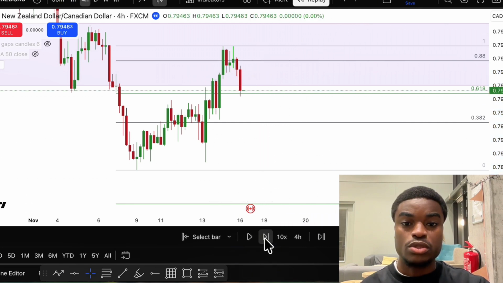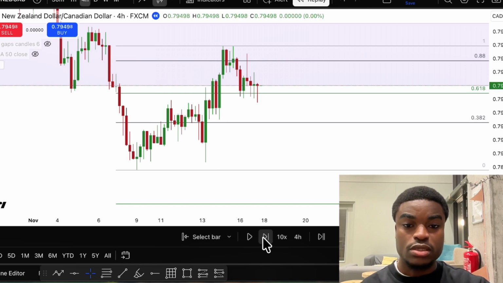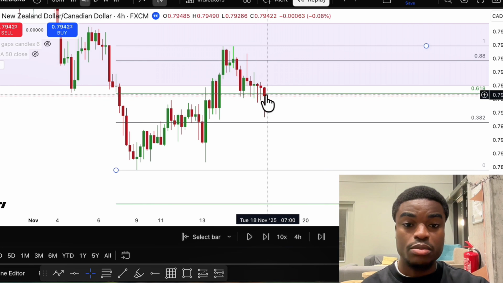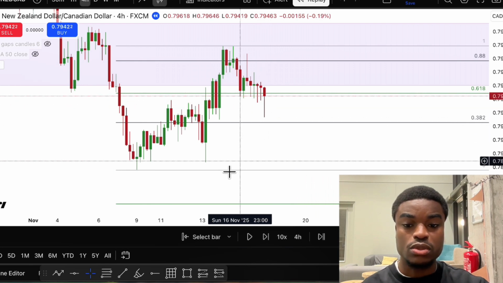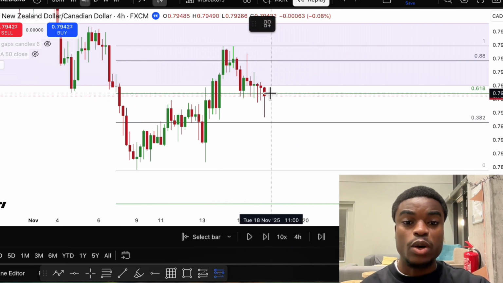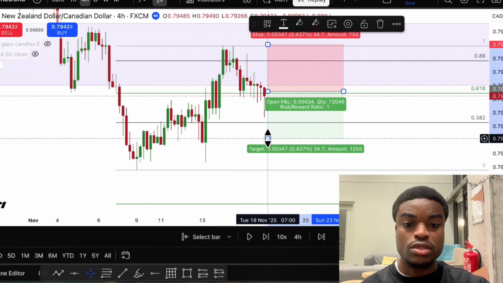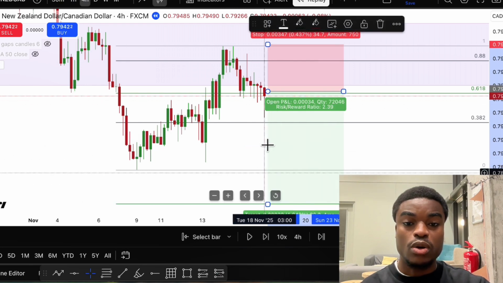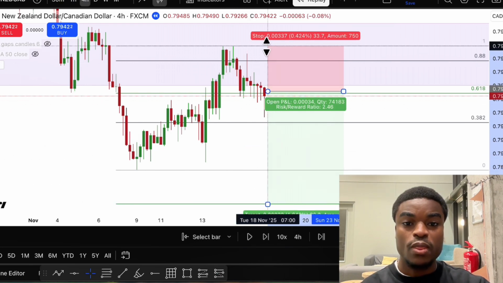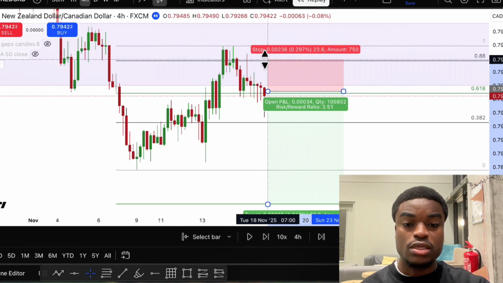So right now, we are just waiting until price breaks the 61 level and closes beneath. As you can see, price still has not broken. And right here, we have a clear break and close below the 61. That means we can now place our order on the 61, take profit always on the negative 27, and our stop loss on the 88.